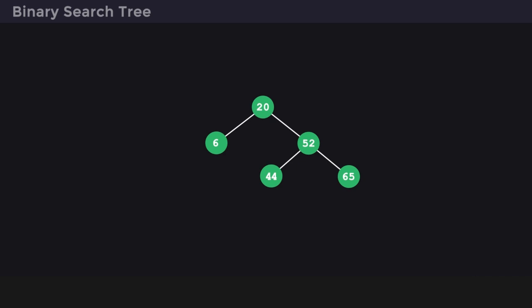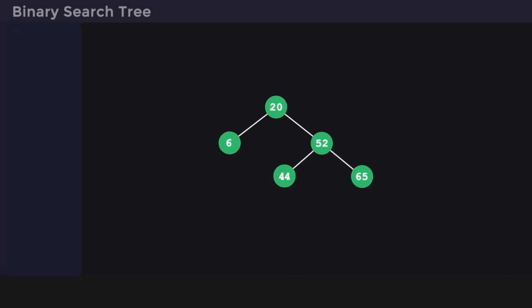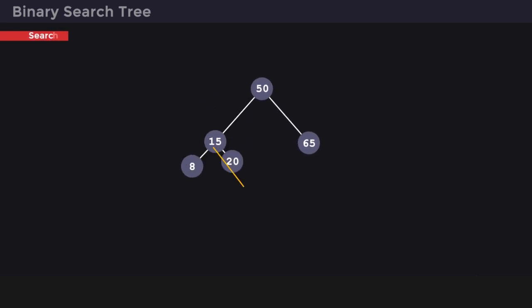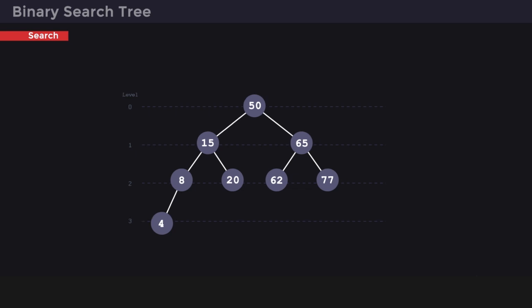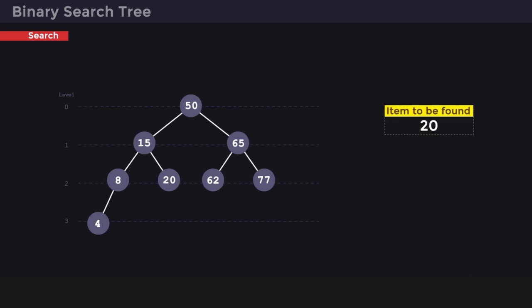Now let's see how operations work on BST. The first operation is search. First, we will start by search operation. Suppose that the item that we want to find is 20. Then we must compare 20 with the root node. The root node has a value of 50 and 20 is less than 50. It means that we must skip right subtree and start searching for the item in the left subtree.